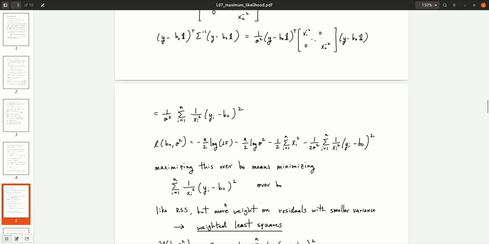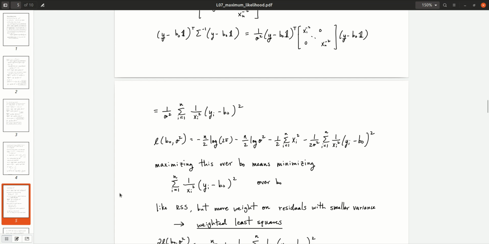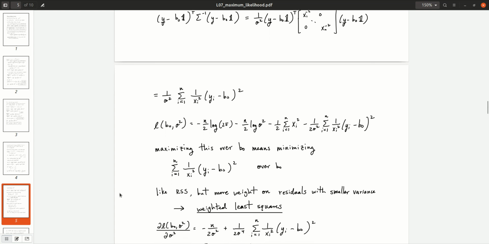But let's not do that. Let's just look at this as something like least squares. We're trying to minimize this quantity, and this is sort of like least squares. If we didn't have this 1 over x sub i squared, it would be exactly least squares. But it's 1 over xi squared times this thing squared, and then we sum it up. This is called weighted least squares. The reason for that is, like I just said, it's least squares except each term is weighted by 1 over x sub i squared.